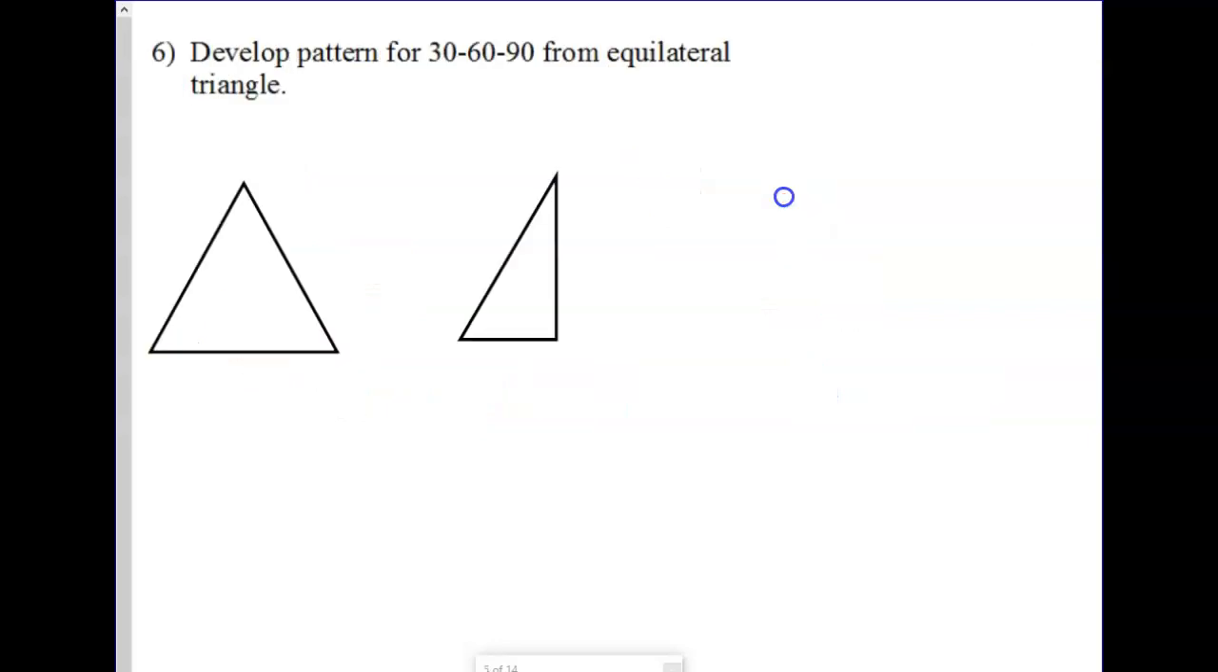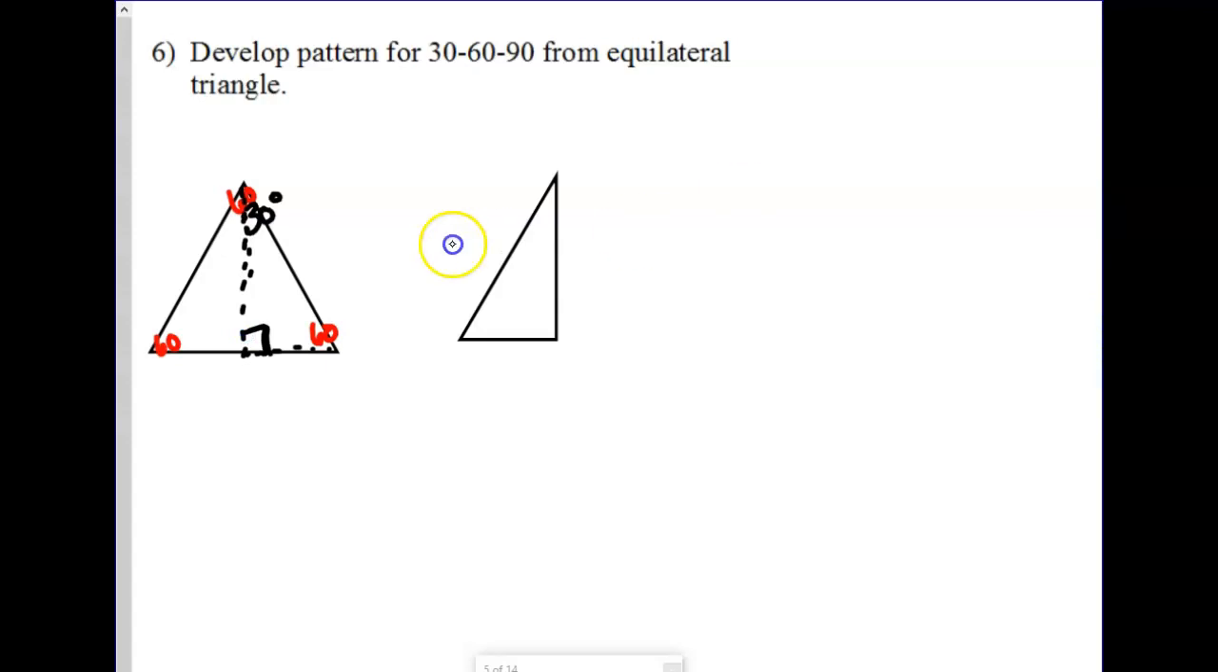All right, 30, 60, 90s. The pattern is easy to develop if you remember what an equilateral triangle is. Remember the equilaterals all have angles of 60s, right? So you could split an equilateral triangle into two congruent baby triangles, which would be known as our 30, 60, 90.